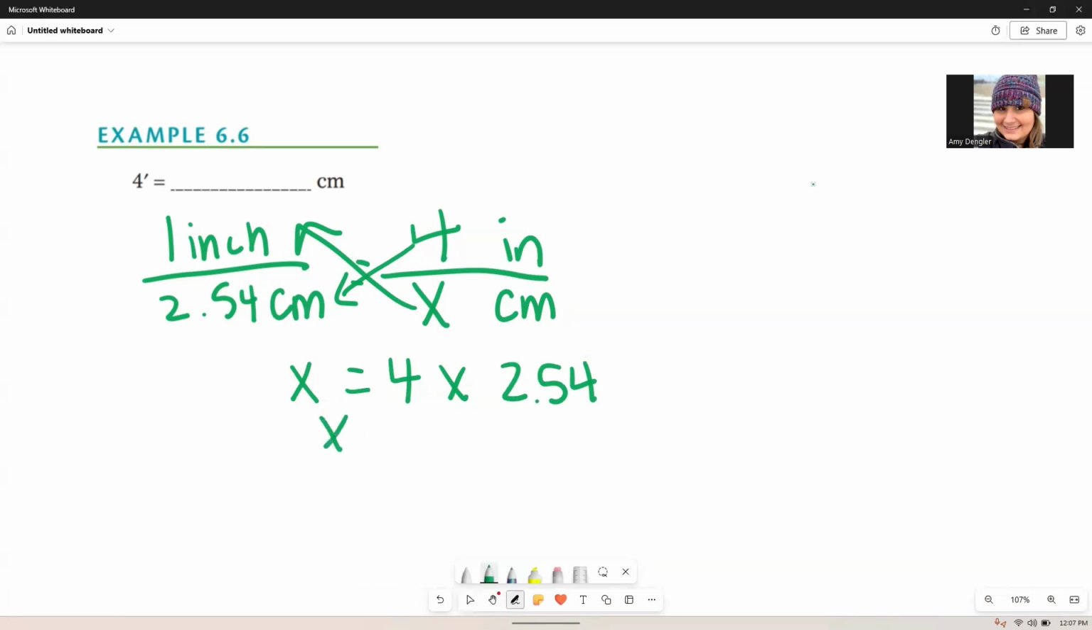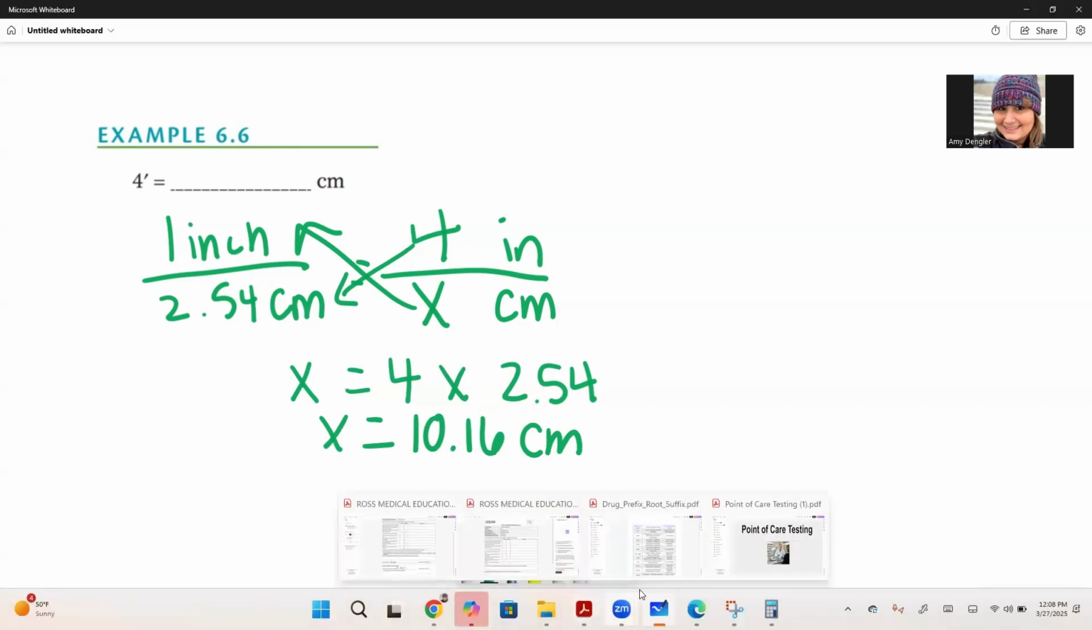Which gives me 10.16 centimeters. Which makes sense if we look at our number. If 1 inch is equal to 2.54 centimeters, it sounds right that 4 inches would be equal to 10.16.